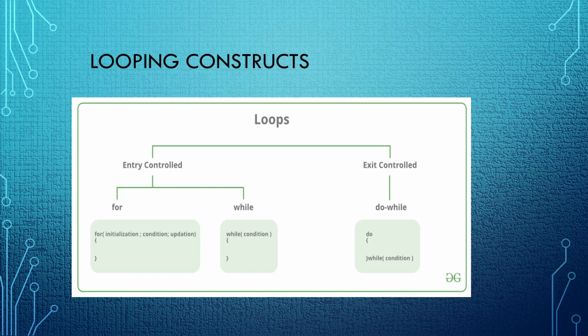Another type of loop is exit controlled. In this type of loop, the test condition is tested at the end of the loop body. Therefore, the loop body will be executed at least once, irrespective of whether the test condition is true or false. Do while is an exit controlled loop.